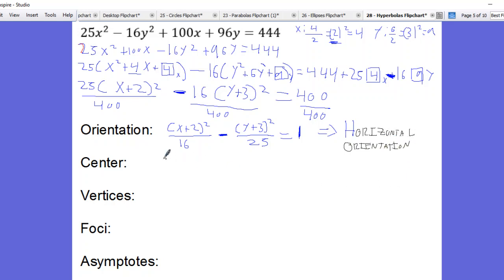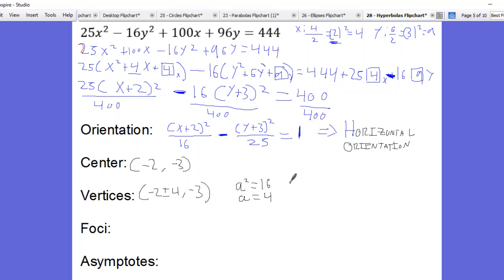All right, the center would be at -2, -3. Our vertices, well, let's see. A squared is equal to 16, so A is equal to 4. Take the square root of each side. Because we are horizontal, our vertices would be at -2 plus or minus 4, comma, -3.